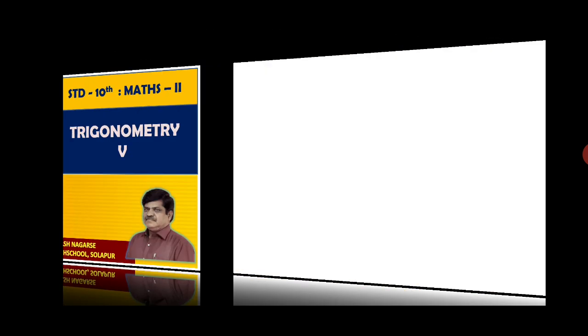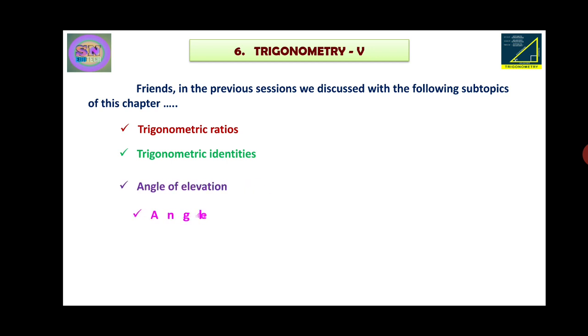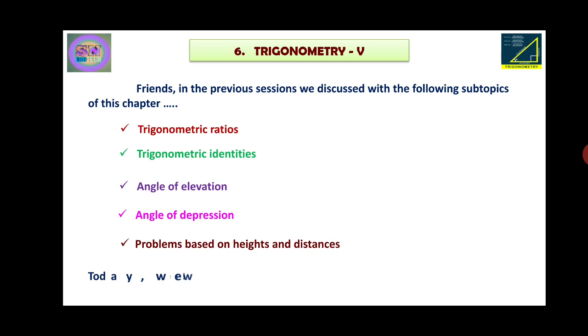So friends, till now in trigonometry Parts 1 to 4, we have discussed the following subtopics of the chapter: trigonometric ratios, trigonometric identities, angles of elevation, angle of depression, and problems based on heights and distances. Today we will discuss activity-based problems on question numbers 2A and 3A. Also, some problems as far as question numbers 4 and 5 are concerned.